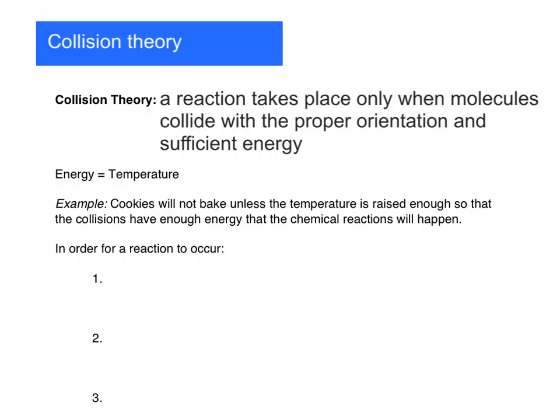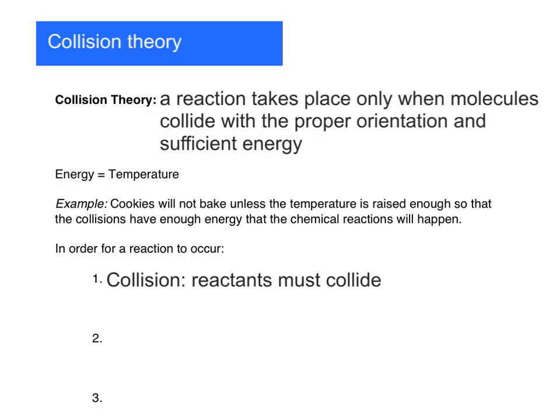So in order for a reaction to occur, three things have to happen, and this is the basis of collision theory. The first is really simple. A collision has to happen. So the molecules have to come into contact if we're going to have a reaction occur. They can't react if they're not in the same space and if they're not touching each other.